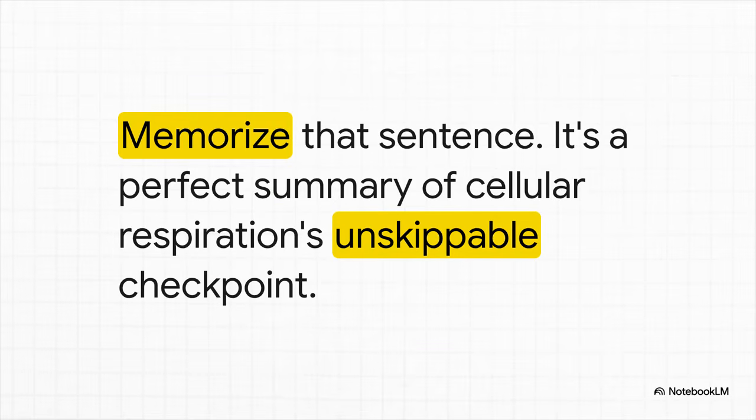Let's put it all together one more time. In the link reaction, pyruvate is decarboxylated and dehydrogenated in the mitochondrial matrix to form acetyl coenzyme A, producing carbon dioxide and reduced NAD, which supplies hydrogen to oxidative phosphorylation. Seriously, memorize that sentence. It hits every keyword, it shows you understand the whole process, and it explains its purpose. It's the perfect summary of cellular respiration's essential, unskippable checkpoint, the tiny bridge that really does make all the difference.